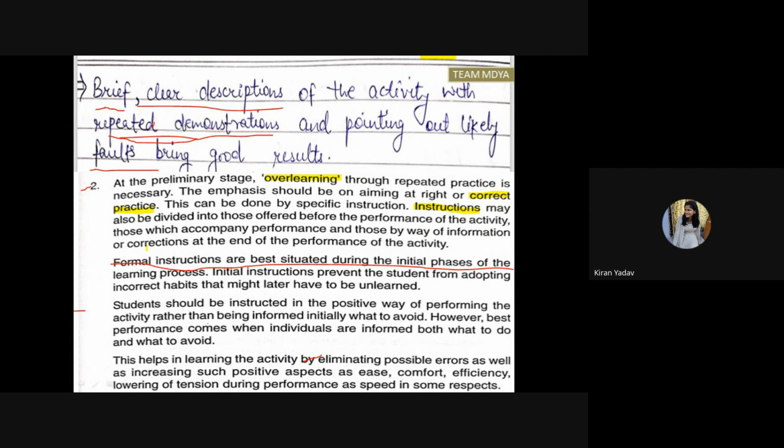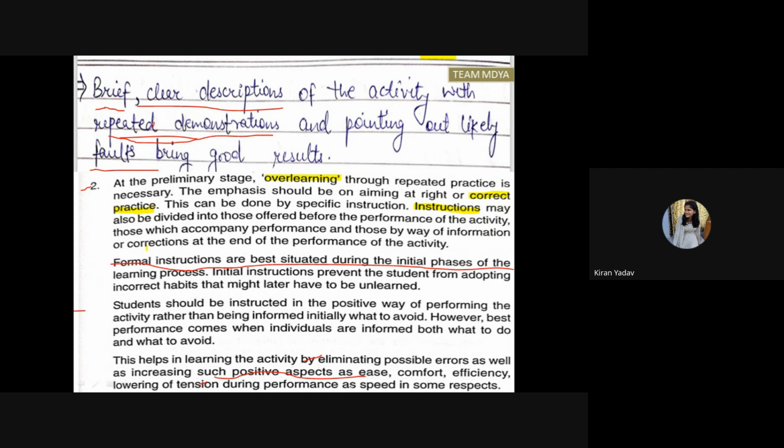So when a student is new, they should be instructed what to do and not what to avoid. But it would be best if we do both things together: we tell them what to do and also tell them what to avoid. This is given in this point. This helps in learning the activity by eliminating possible errors, as well as increasing such positive aspects as ease, comfort, efficiency, lowering of tension during performance, and speed in some respects.